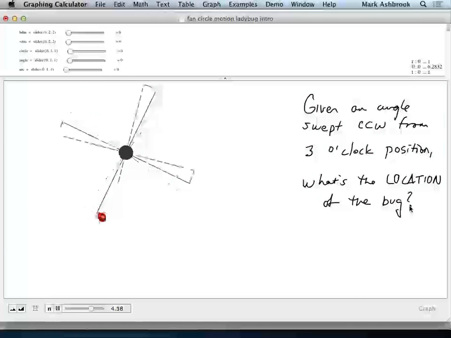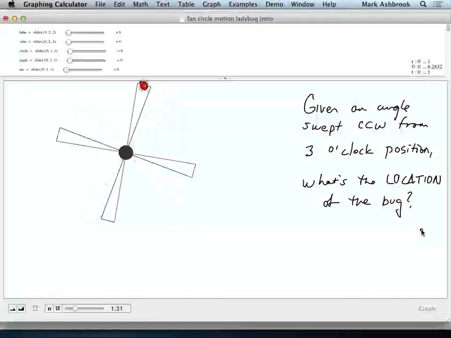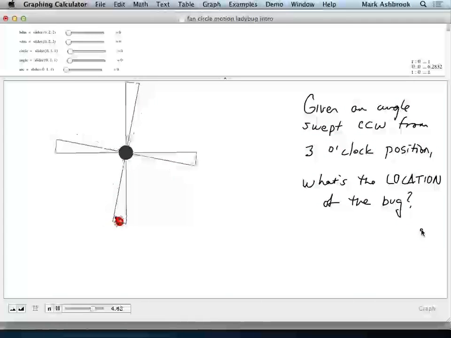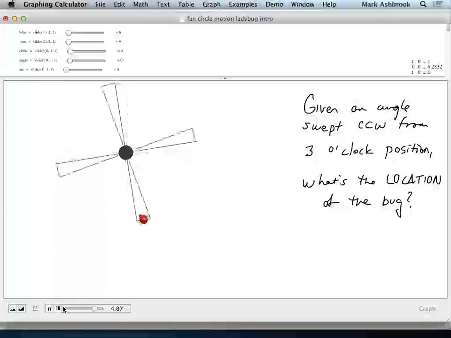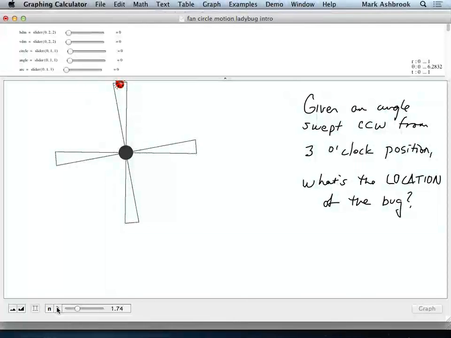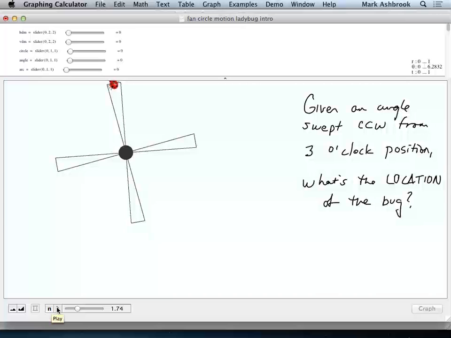So what quantity or quantities can we monitor that will tell us the location of the bug? Say given a certain angle, say right here, there's a certain angle that the bug's gone through. Do you see that that determines a unique location? Given some angle here, called theta, that will determine some unique location of the bug. So what quantity or quantities will help us to determine this precise location of the bug after a rotation of this many radians?